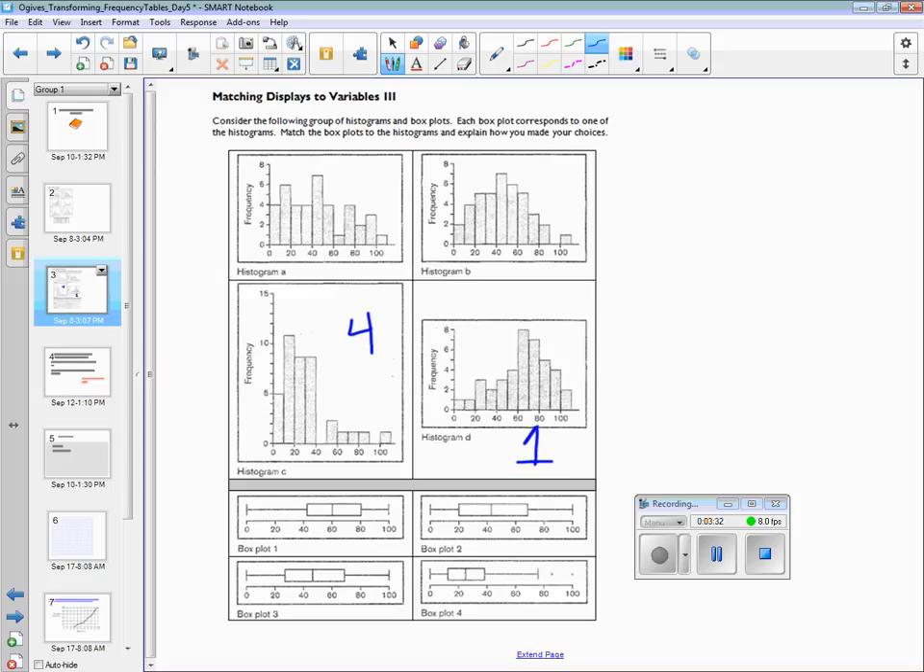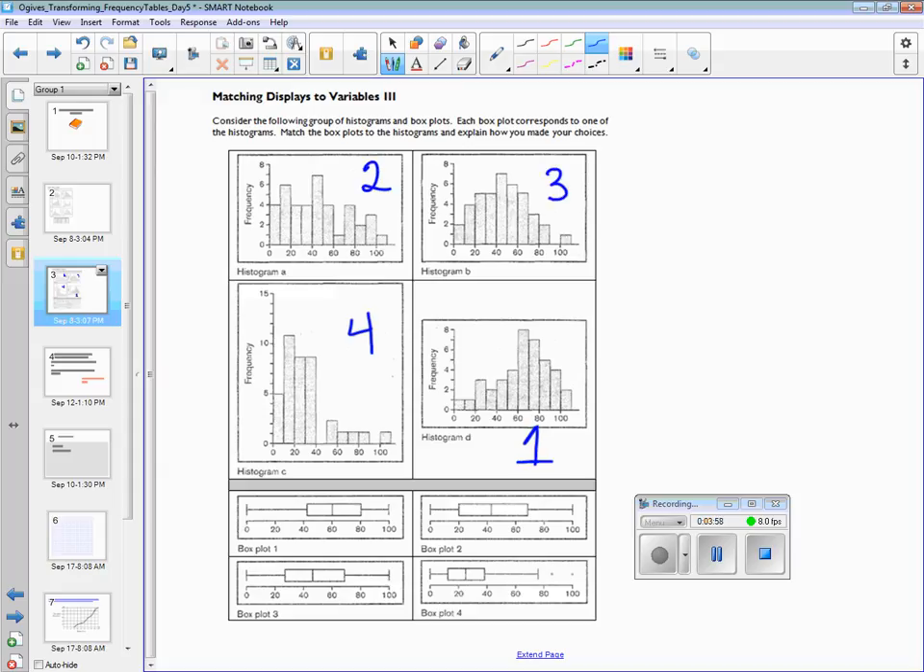Smaller. More squished together, more tightly around the center means a smaller standard deviation. So we know histogram B has a smaller standard deviation. Which box plot between 2 and 3 has a smaller? Box plot 3 has a smaller box. Would you agree? So the smaller IQR. So I agree. So I think that B should be 3, which leaves me this to be 2.